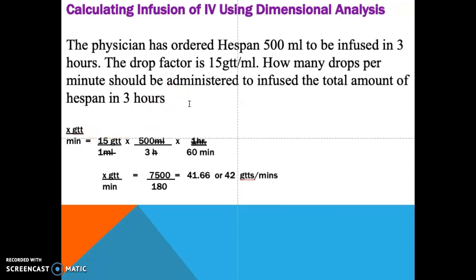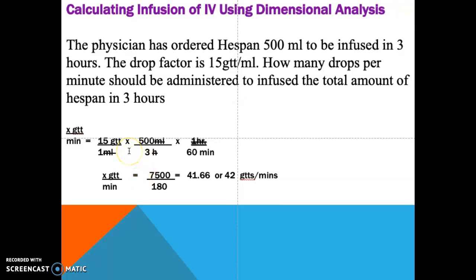So using dimensional analysis, as you can see, we're looking for X drops per minute. The IV tubing that was given to us is 15 drops per mL. The volume of Hespan that was given to us is V equal to 500 milliliters. And the time that was given to us is 3 hours. So we have to set up the equation in such a way that we can solve.